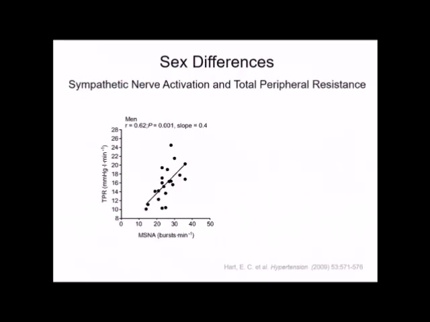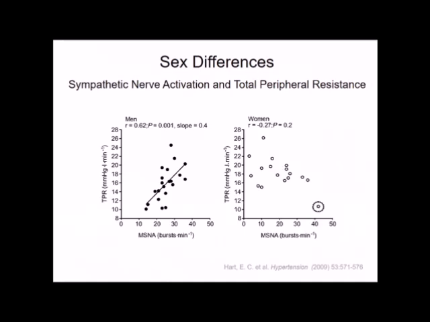So here's an example from Emma Hart's work, where she looked at young men and looked at total peripheral resistance with mean muscle sympathetic nerve activity. And this is a nice linear relationship. I learned this when I was in school, how many years ago? This was a classic textbook thing. You increase sympathetic nerve activity, you increase total peripheral resistance. We all know that, except when she started looking at young women that were age matched.